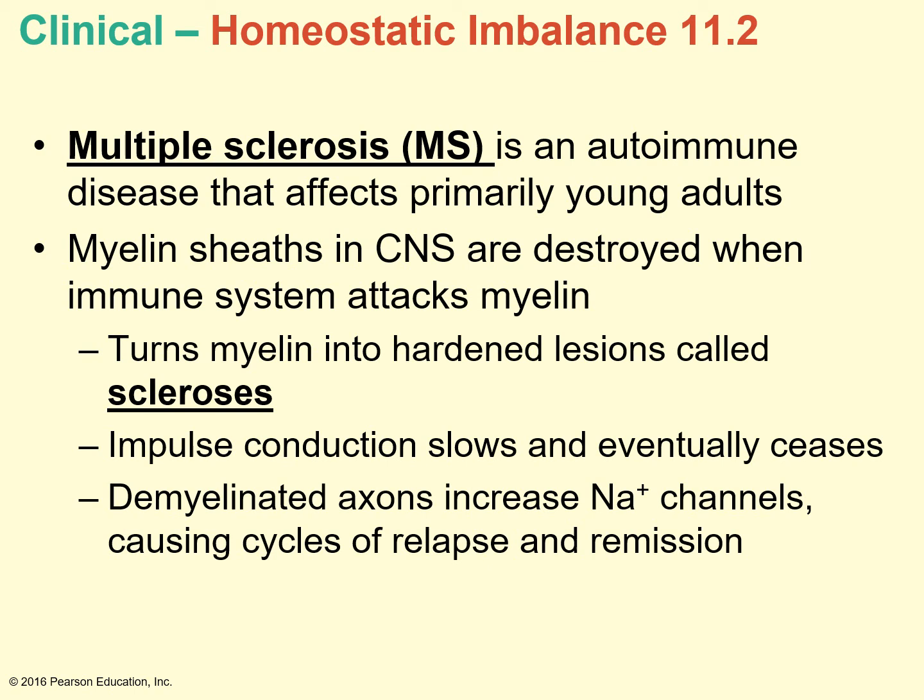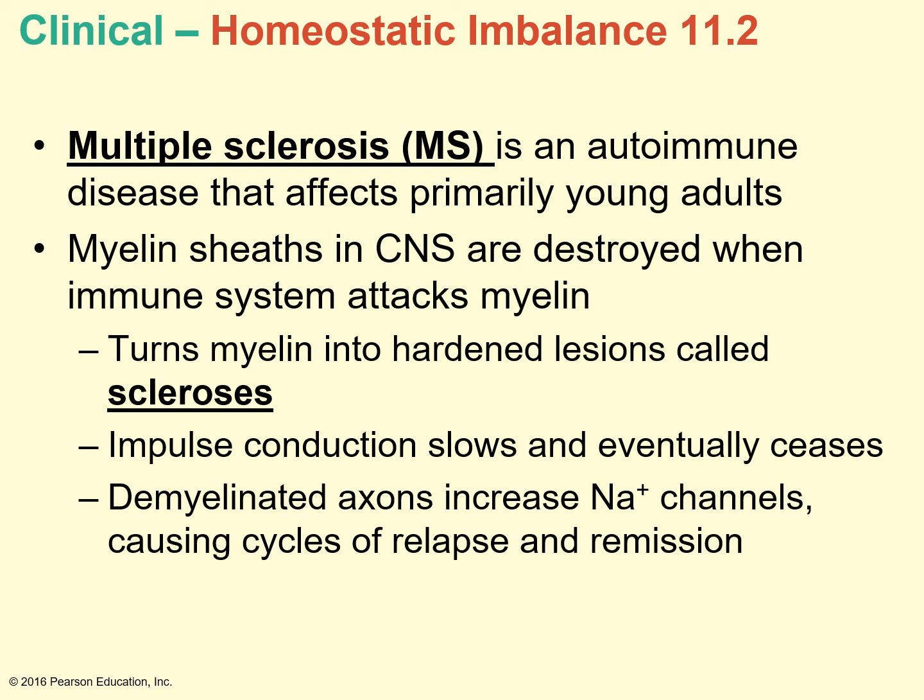MS, multiple sclerosis, is an autoimmune disease. It usually affects young adults. It's usually when the diagnosis is made. What happens with MS is that the myelin sheath in the central nervous system is attacked by your immune system, and it is destroyed. The myelin sheath becomes destroyed, and it turns into these lesions. Sclerosis is what the lesions are called.